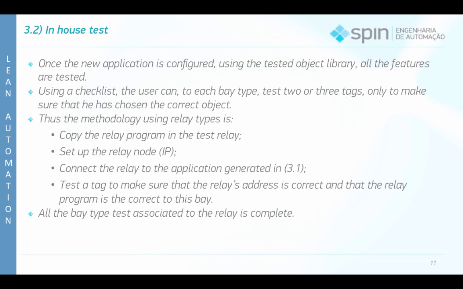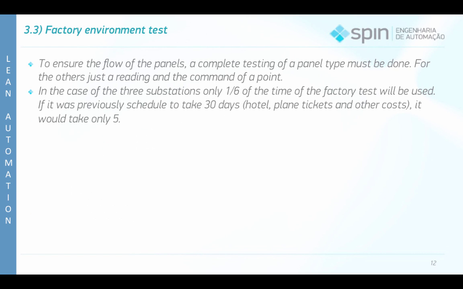After the bay type and relay tests, whenever one identical bay must pass through a laboratory test, we simply connect it to the SCADA and cause a tag reading. If the test goes well, all other features are correct. So far, we have tested the functionality of SCADA and its connection to intelligent electronic devices.